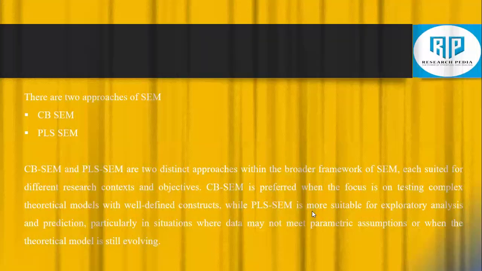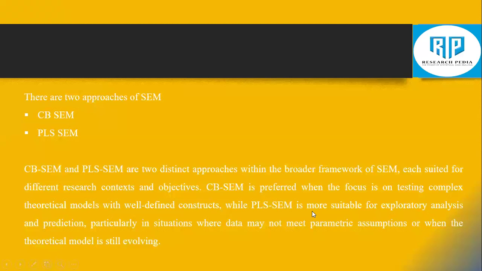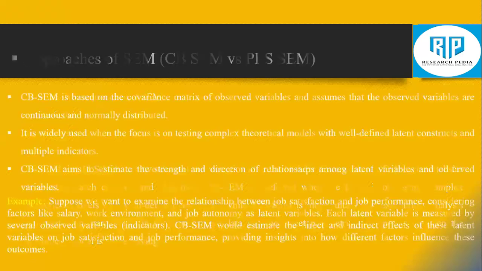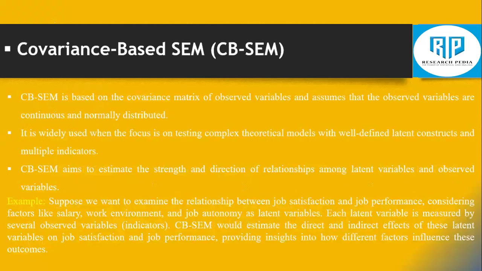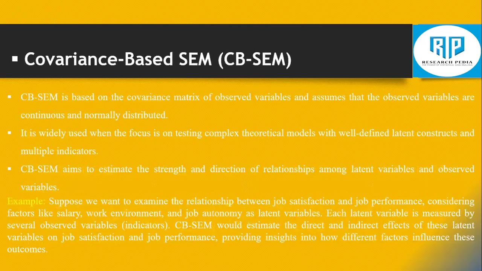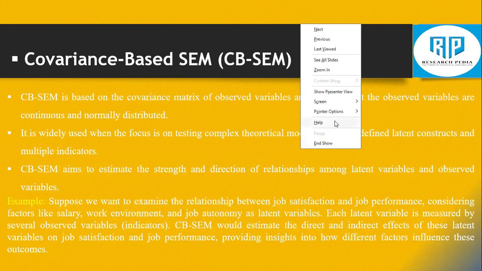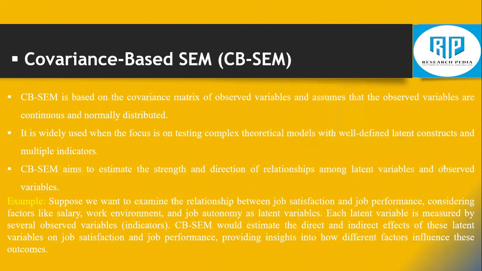The next thing is the difference I have discussed here. The next thing is the detail about covariance based SEM. What are the basic features of covariance based SEM, and what is the advantage if we are going to use covariance based SEM? Covariance based SEM basically creates a covariance matrix between observed variables.